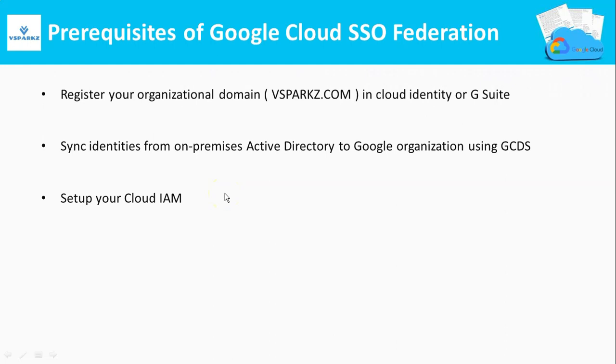These are the prerequisites that we should do before federating to Google Cloud Platform. First, you should register your organizational domain in a Cloud Identity or G Suite account. In our case, the organizational domain name is vsparkz.com. Second, we should sync your user identities from your on-premises Active Directory to the Google organizational account using GCDS. GCDS stands for Google Cloud Directory Sync. If you don't know how to do these things, please refer to the previous videos on how to register your organizational domain and how to sync the user identities. Both are discussed in separate videos. The third thing is you should set up your Cloud IAM with the necessary permissions and roles.